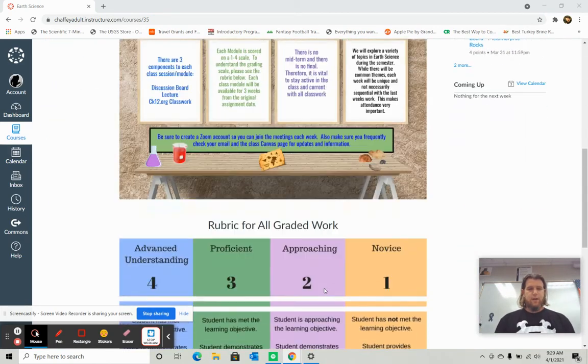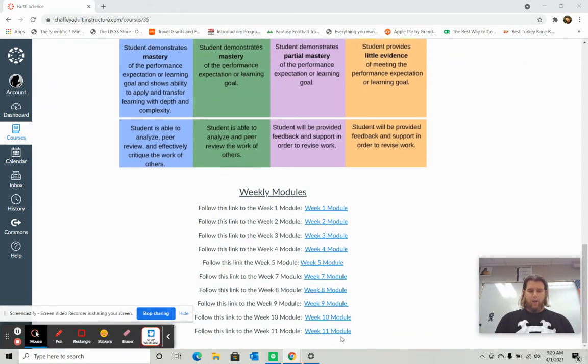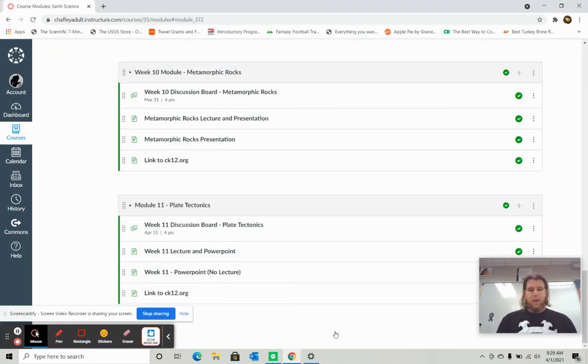So pretty much all the same stuff we've seen before. And now we have the week 11 module, which is our plate tectonics module. With this one, it's sort of a springboard for the next few lectures. We're going to springboard into earthquakes. We're going to springboard into volcanoes. And we can't do that without talking about plate tectonics.